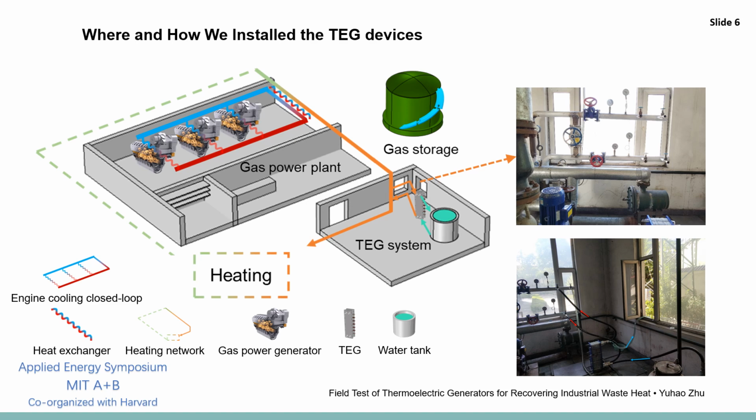of 95 degrees Celsius. The coolant of engines was cooled by an external heat exchanger and then flowed back to the gas generators. The heat in the engine cooling closed loop was transferred to the heating network through the external heat exchanger for external use. The working fluid in the heating network was water.